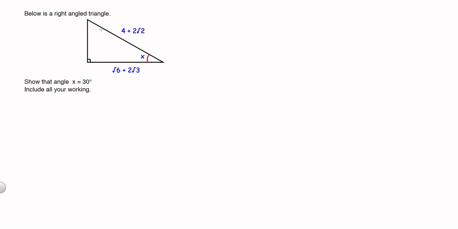Being a right angle triangle, I'm going to apply SOHCAHTOA. I've covered this in previous videos. I'm going to start labeling. I'll start off with the hypotenuse, the longest side. This is opposite the angle in the question. And there's only one word left, adjacent.